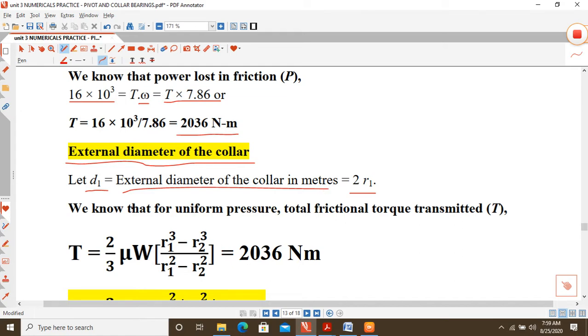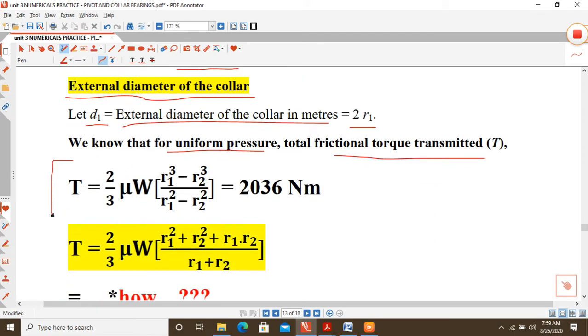So we know that considering uniform pressure, the total frictional torque transmitted will be equal to, we know the formula for flat collar bearings, it is 2 by 3 mu W (R1 cube minus R2 cube) upon (R1 square minus R2 square). So all we need to evaluate is this R1. So we need to simplify the equation.